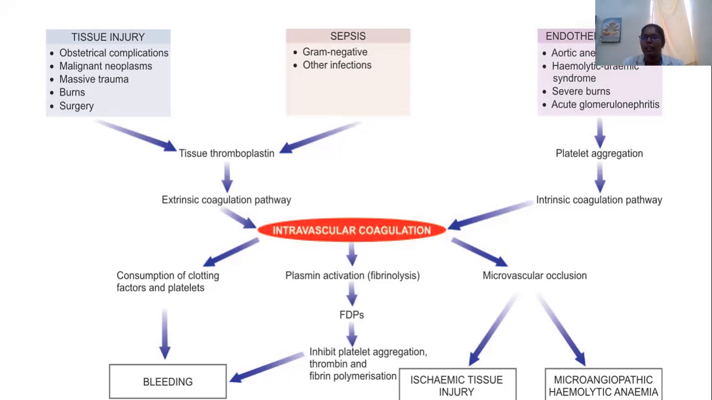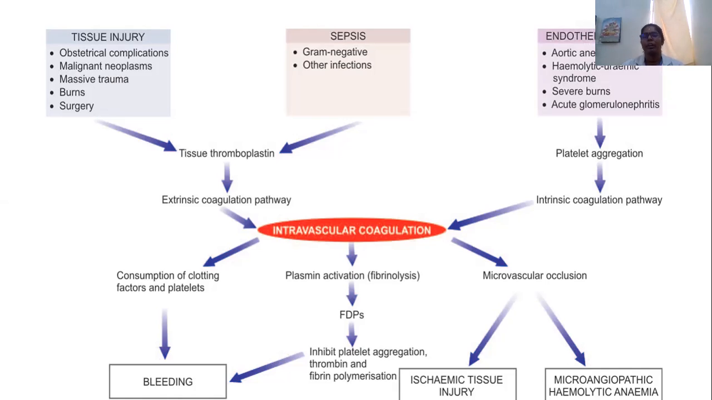This can be diagnosed by basic simple investigations like platelet count and coagulation studies: thrombin time, activated partial thromboplastin time, and prothrombin time will be prolonged, fibrin degradation products will be increased, and plasma fibrinogen level will be decreased. Even in the peripheral smear, you can see schistocytes and polychromatophils, and the reticulocyte count will be increased. These are the laboratory findings you have to remember.